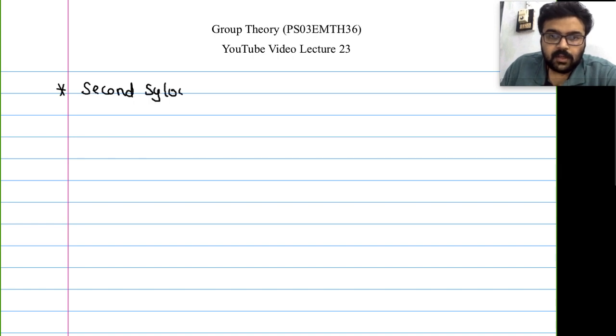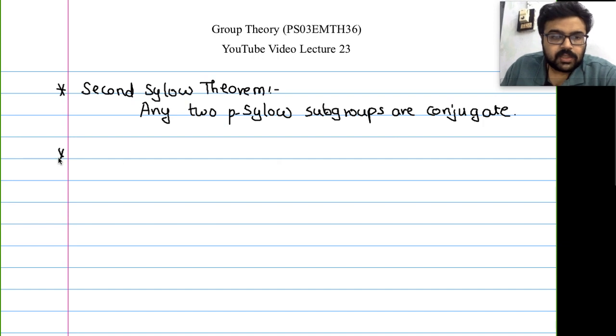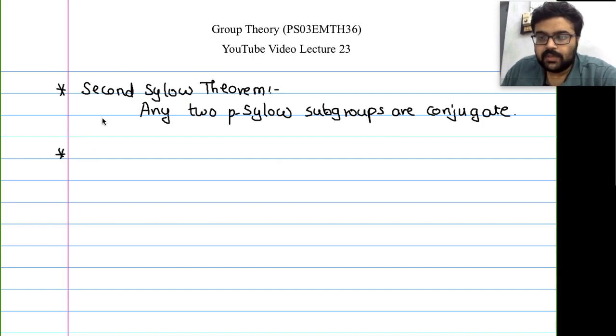which says that any two p Sylow subgroups are conjugate. And as a consequence of this, what we have seen was a corollary, which states that a unique p Sylow subgroup is normal.